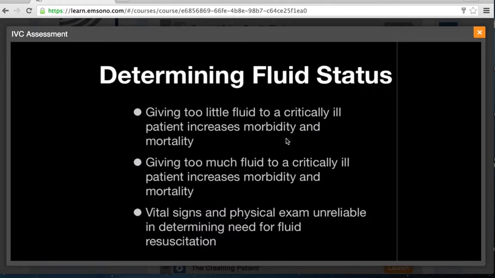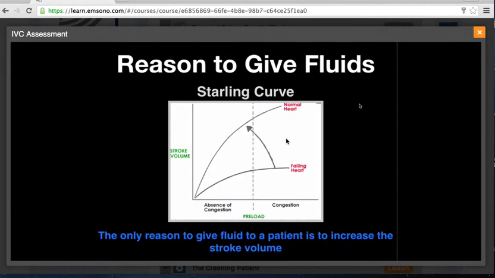And it's important to remember that vital signs and physical exam are going to be unreliable in determining the need for fluid resuscitation. Looking back at your physiology class days, remember the Starling curve? Well, this will help you to understand why we give fluids. The reason that we're going to give fluids to a patient is to increase their stroke volume. Once their cardiac output or index starts decreasing with further fluid administration, it's at that point that we would stop.